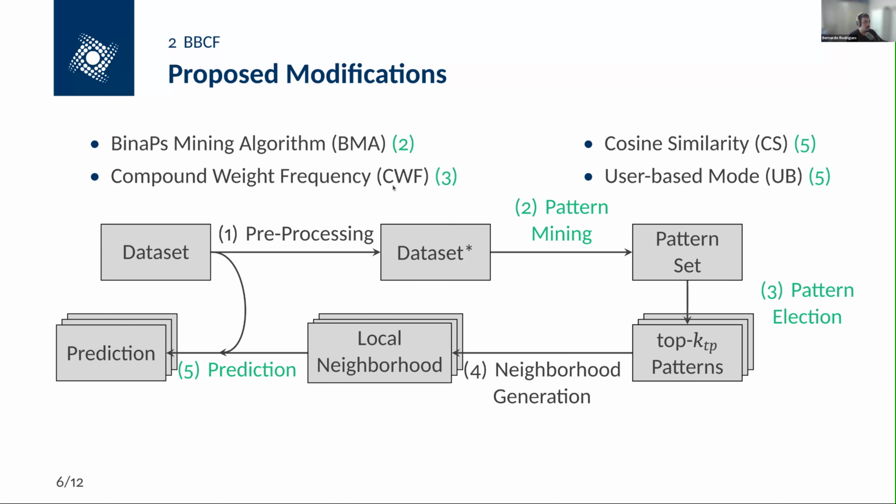Yes, the pattern election is based on the metric called weight frequency on the original paper, and we proposed a similar metric called compound weight frequency. These metrics are a function of the size, essentially the size of the submatrices. For instance, the modulus of the rows and the columns. If you see in the paper, the functions are defined there. You have given the expression.